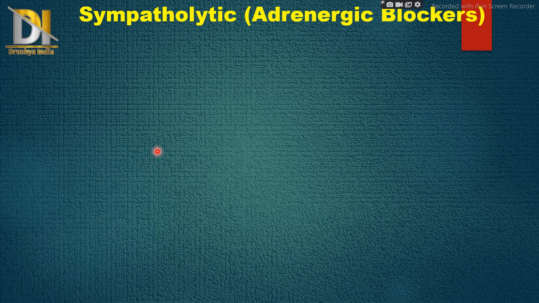In the previous two videos we discussed the introduction to ANS, then sympathomimetics. Now in this video we are going to discuss sympatholytics, which means adrenergic blockers. As we know, in adrenergic systems there are two types of receptors, alpha and beta. So blockers are also mainly of two types: alpha blockers and beta blockers.